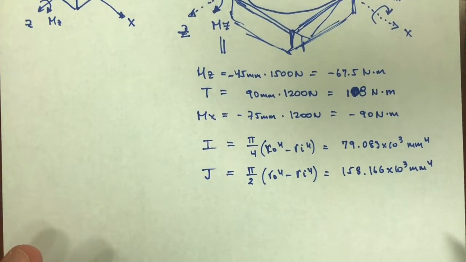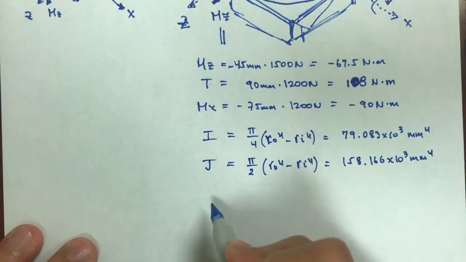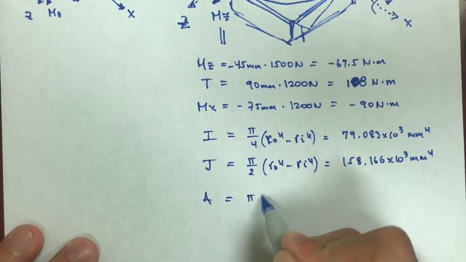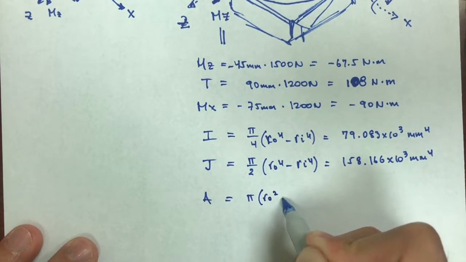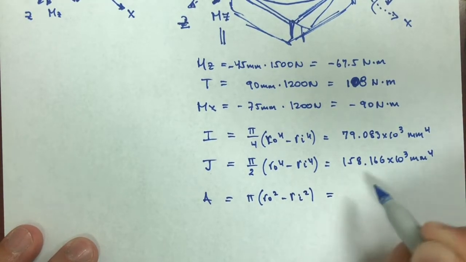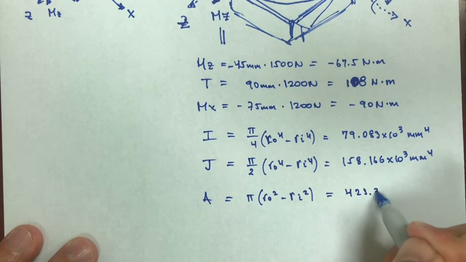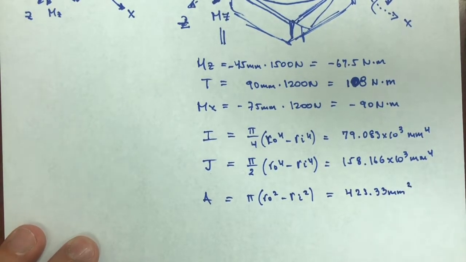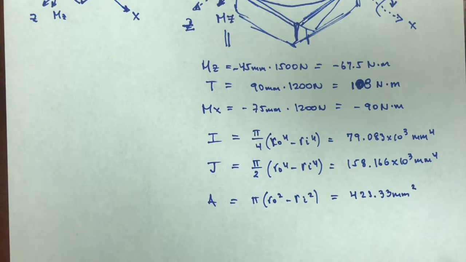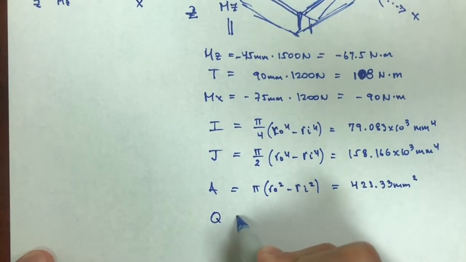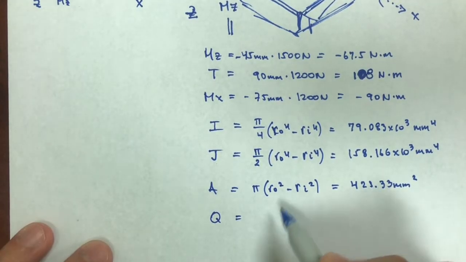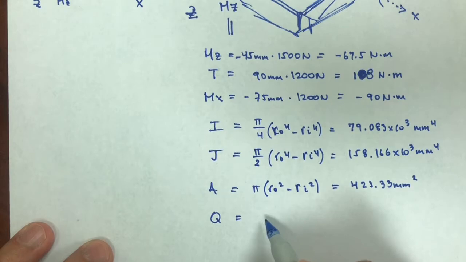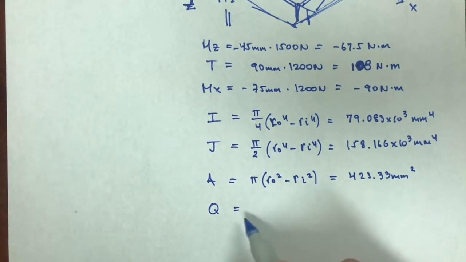For the compressive or the tensile stress, P over A, I'm going to need the area. So the area is just pi r squared minus pi r squared, outer minus inner radius, so outer squared minus inner squared, and this gives me a value of 423.33 millimeters squared. And that's about it, because the other, well, maybe the Q. We can do the Q. I'm going to need that, and I would be doing the Q for half a ring, where the shearing stress from shear would be maximum. So I'll show this in a little bit. We'll come back to that.